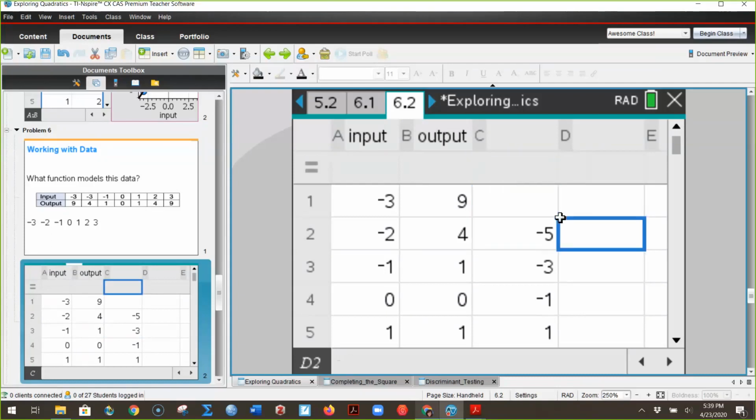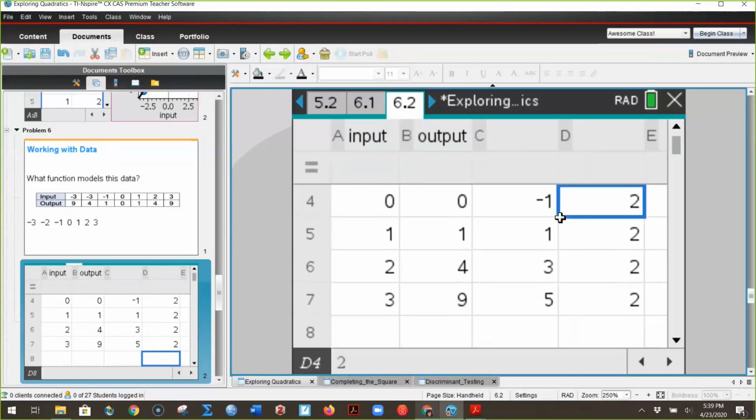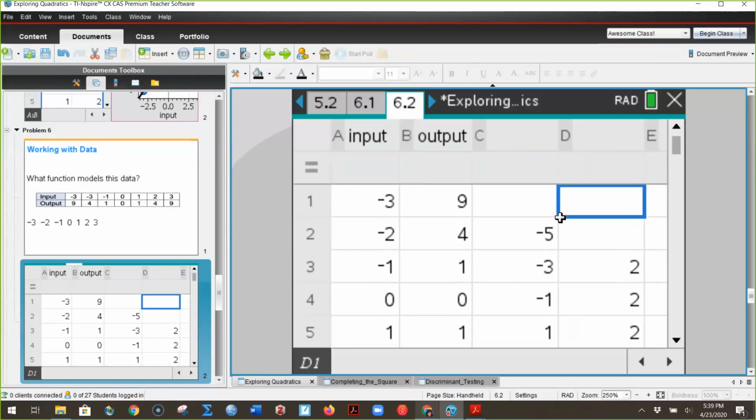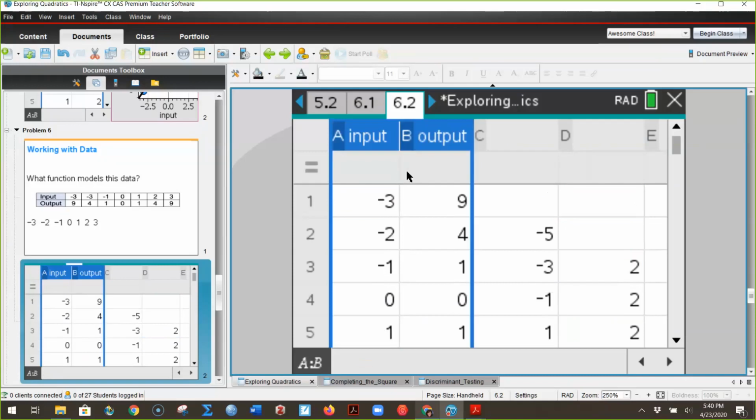And with finite differences, you would go and find that rate of change again. So -3 minus -5 is 2, and -1 minus 3 is 2, and 1 minus -1 is 2, and 3 minus 1 is 2, and 5 minus 3 is 2. And I now have a constant relationship there. So it took me 2 tries to get that, which kind of indicates that it's a quadratic.